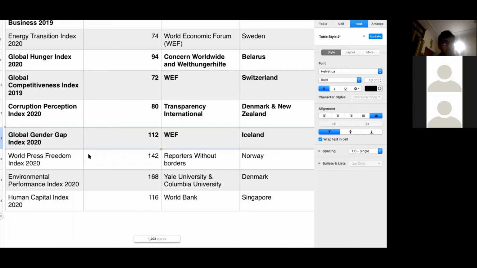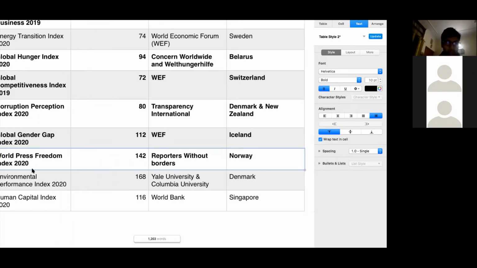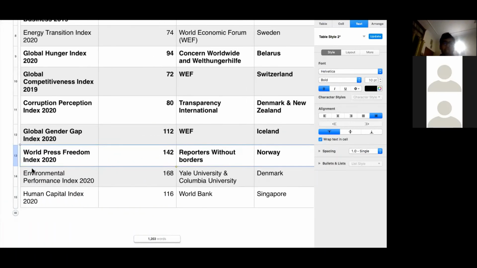Then we come to World Press Freedom Index. Now, this is a ranking where India has done fairly badly in the last few years. India's ranking has been going down in the World Press Freedom Index 2020. It is published by a very reputed organization called Reporters Without Borders.